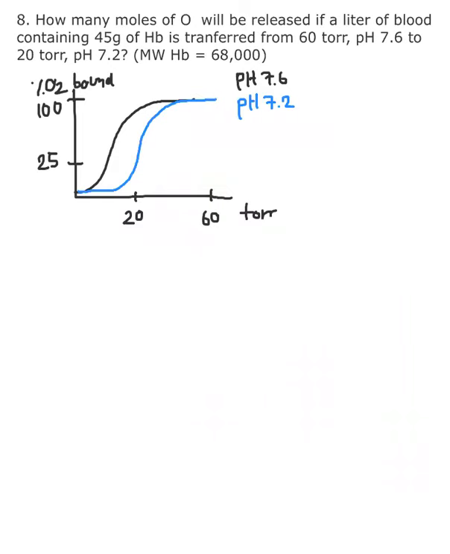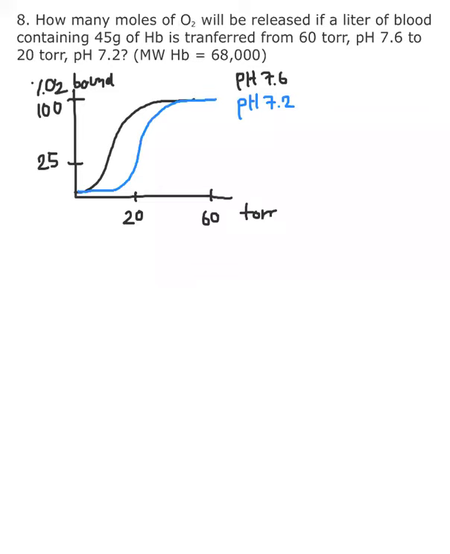Number 8, we're talking about hemoglobin of the blood. And the question is how many moles of oxygen will be released from a liter of blood containing 45 grams of hemoglobin that is transferred from 60 torr pH 7.6 to 20 torr pH 7.2. So basically, with these questions, you need to interpret the graph that is given in order to calculate the moles of oxygen here.